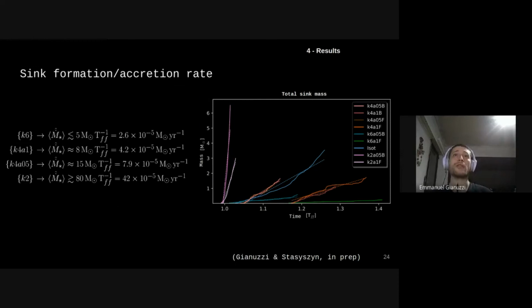Depending on their average sink formation and accretion rate, the simulations can be grouped into this particular classification. The lowest rate corresponds to the kappa 6 simulation, then the kappa 4 alpha 1, followed by the kappa 4 alpha 0.5. Finally, the kappa 2 have the greatest formation and accretion rate. The values were calculated applying a linear fit to each curve.